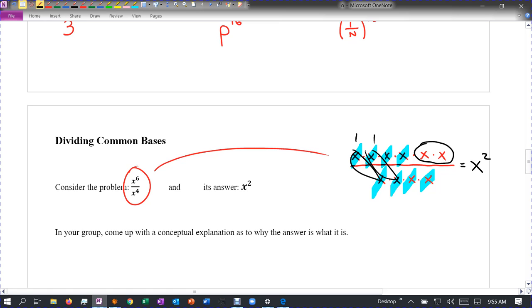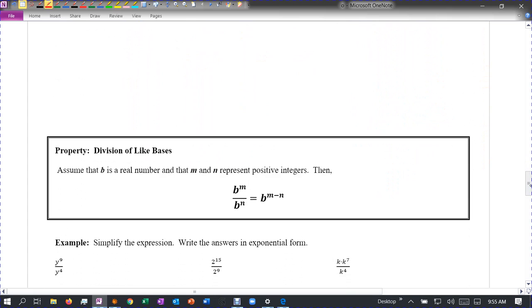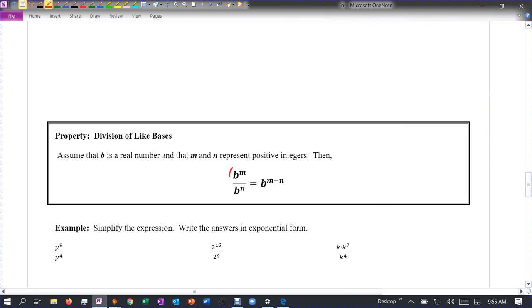So how else could we have gotten an answer where our exponent was 2 if we started with 6 on top and 4 on the bottom? Well, we could have just subtracted them. If we do 6 and we take away 4, that would have given us that exponent of 2. So when it comes to division of common bases, we have another formula. It says if we have the same base and we divide, we are going to subtract the exponents, and it will always be the top one, m, minus the bottom one. Don't do it the other way around, okay?